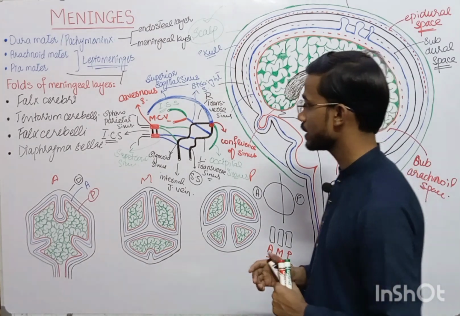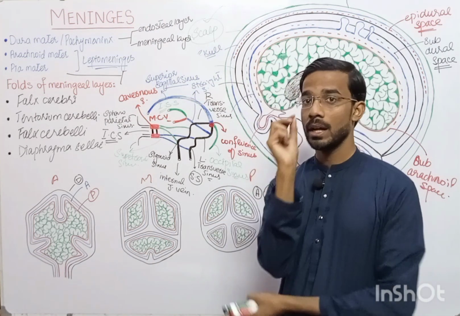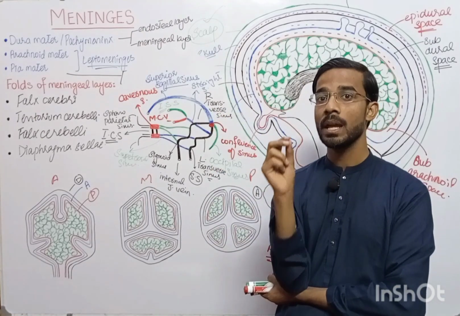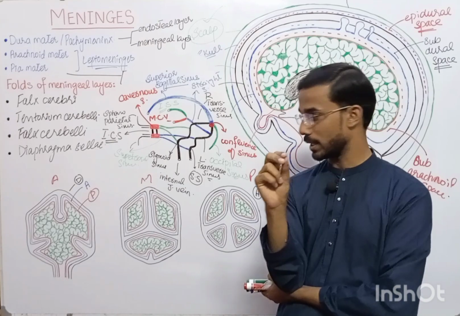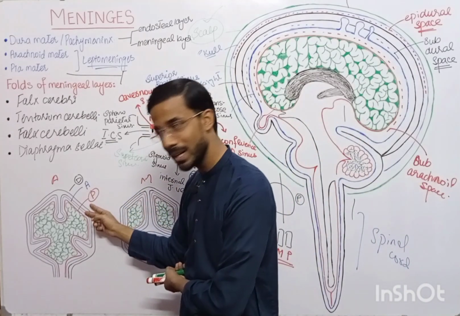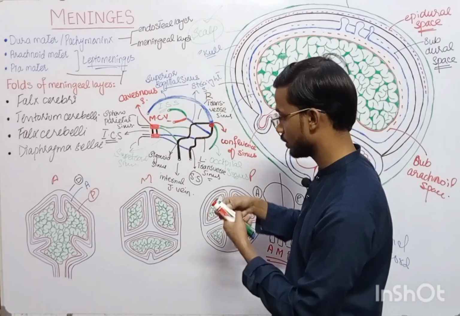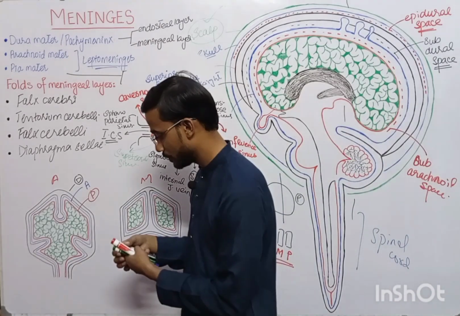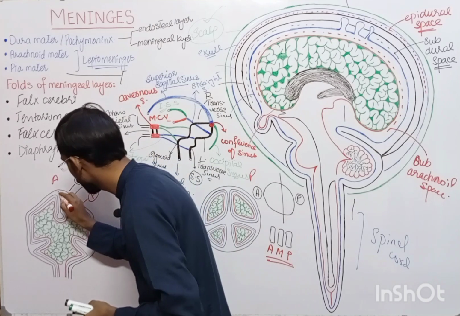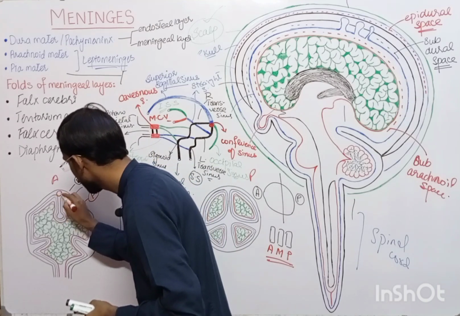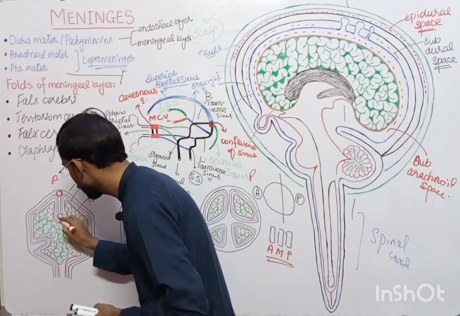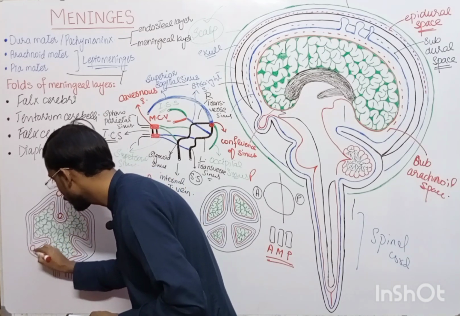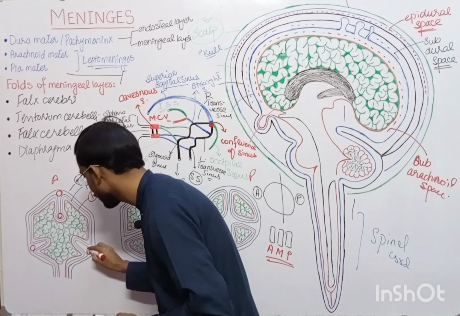Here you can see we have discussed that the sinuses are present between the two layers of the dura mater. Here you can see these are the two layers, and we cut these sinuses also because sinuses are present in the brain. And these sinuses will look like this.